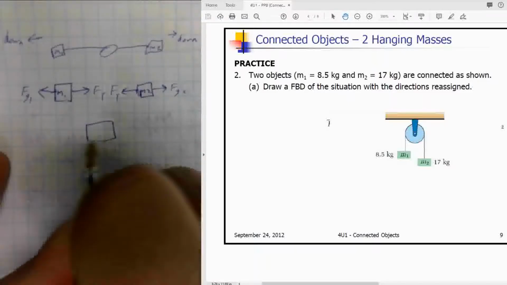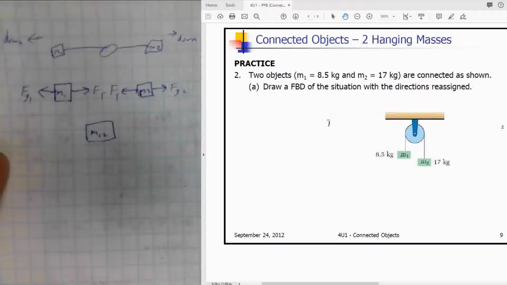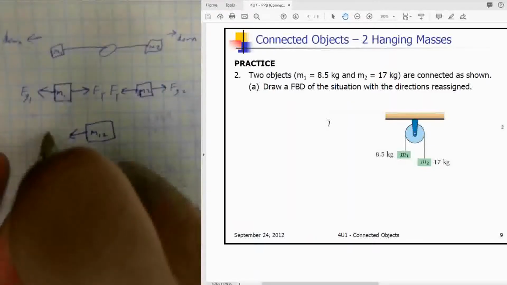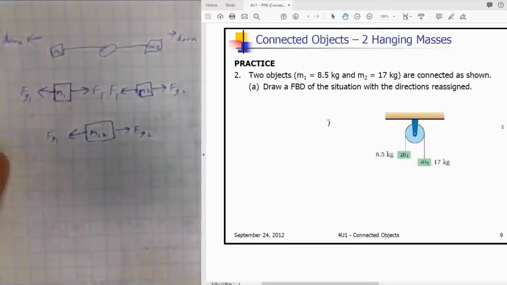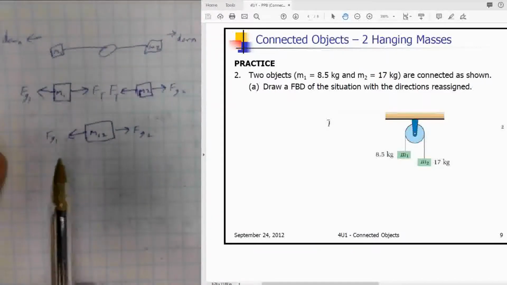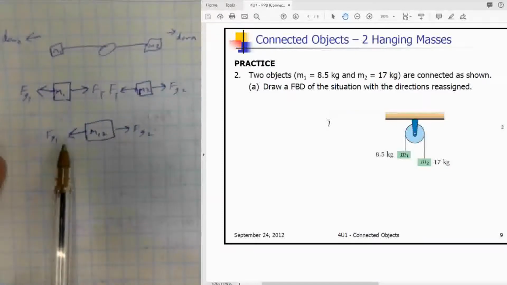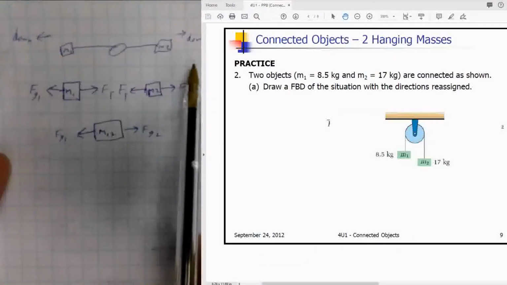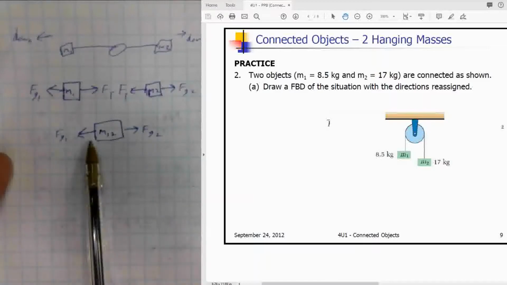As a system together, I have M12 and I have an Fg1 pushing this way and an Fg2 pushing that way. Both are pushing down, but they're opposing each other. Because of the pulley, we're actually changing the direction. So while this is down and this is down, we've changed the direction here so that they oppose each other using the pulley.